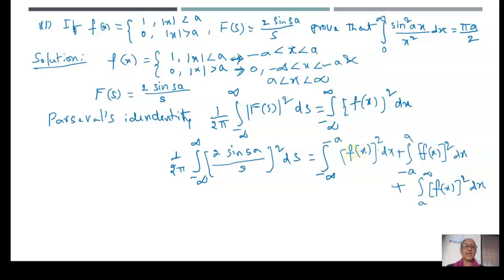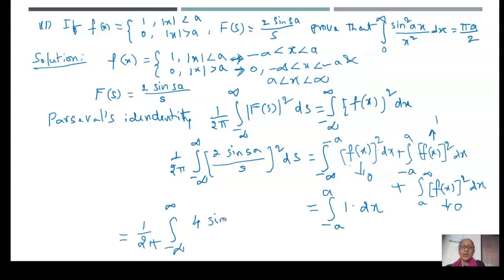In the first and last integrals, minus infinity to minus a and a to infinity, this function is 0. So on the right hand side we get the integral from minus a to a of f(x) whole square dx. But what is f(x) here? f(x) is 1 in this interval, so 1 dx. Here f(x) is 0, here f(x) is 1, again here f(x) is 0. So we get 1 by 2 pi integral from minus infinity to infinity of 4 sin squared sa upon s squared ds equals integral from minus a to a dx.